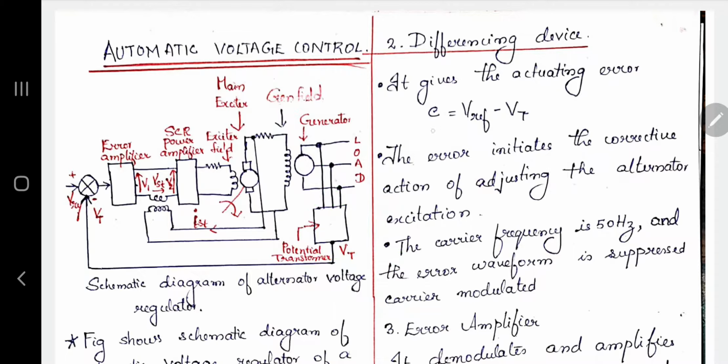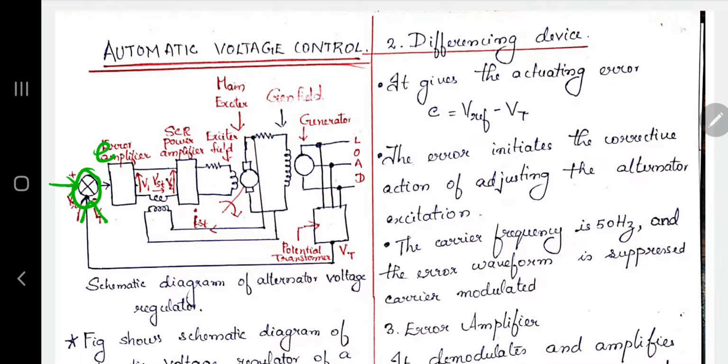Now, the second device is the differencing device, which you can see here. It is the device which produces the actuating error E, and it is given as V reference minus Vt. This error signal initiates the corrective action to adjust the alternator excitation. It is the main reason for creating the change in the exciter field.